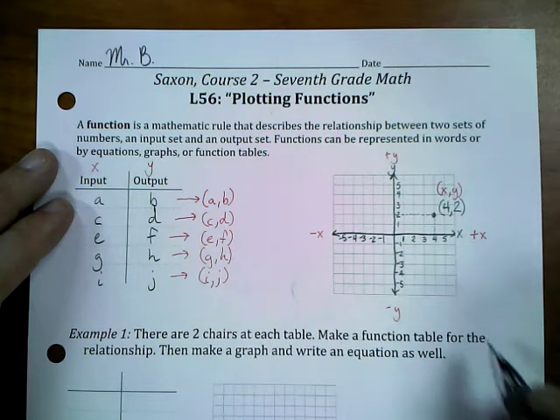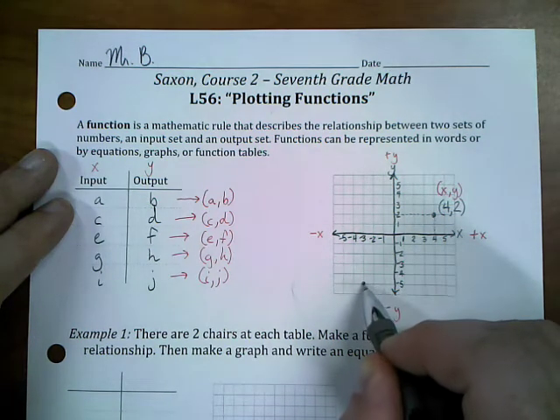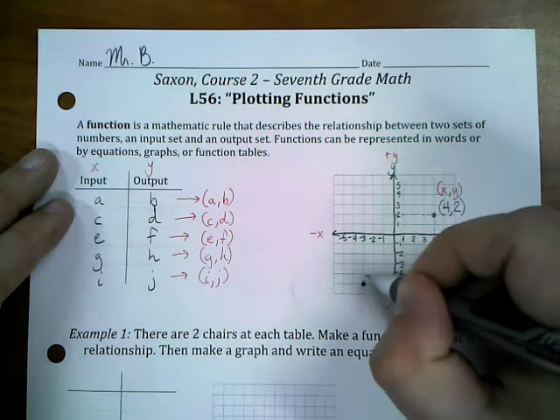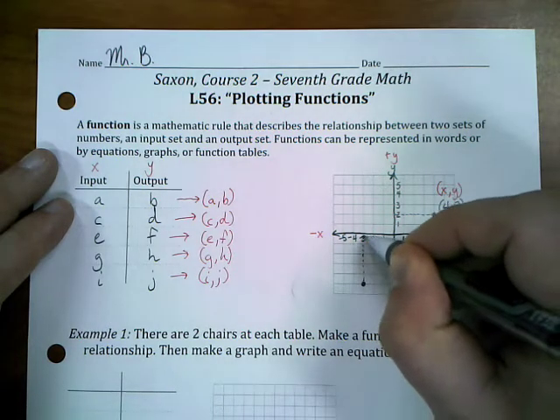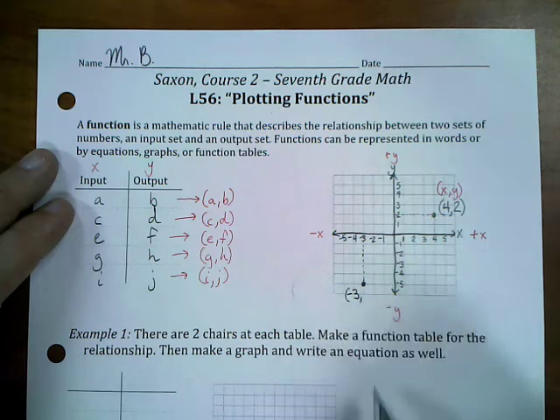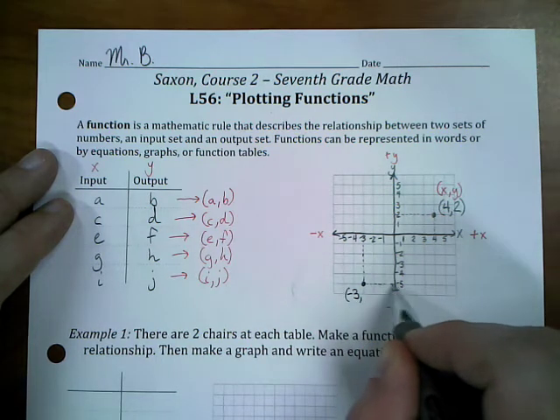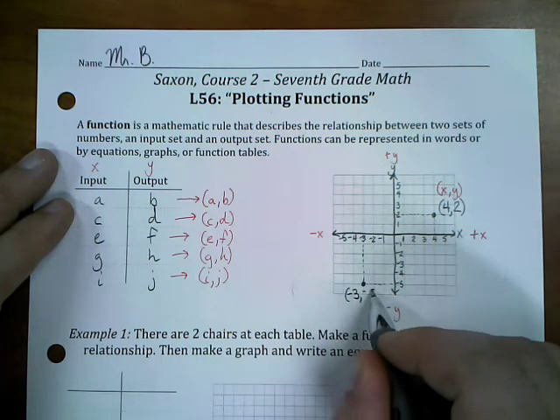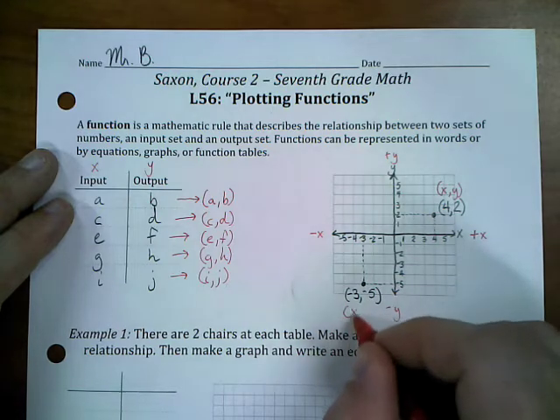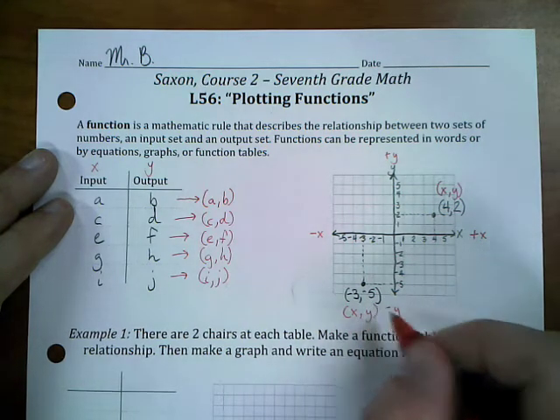If I were to have a point, let's say, right down here, likewise we would see where does this line up with the x-axis? Well, it lines up with -3 on the x-axis, and then it lines up with, on the y-axis, -5. So -3 comma -5 is my x value and my y value.